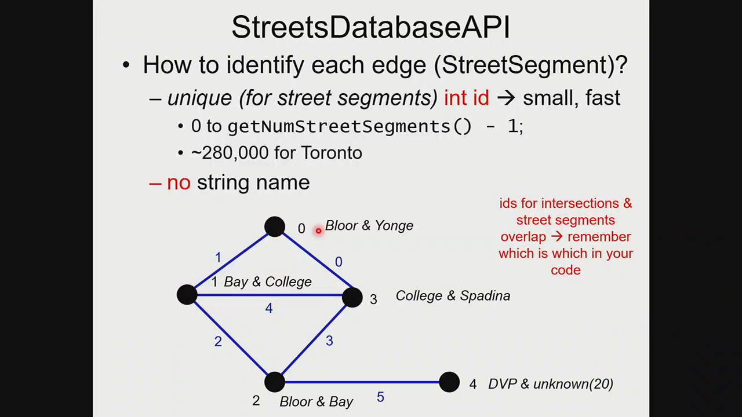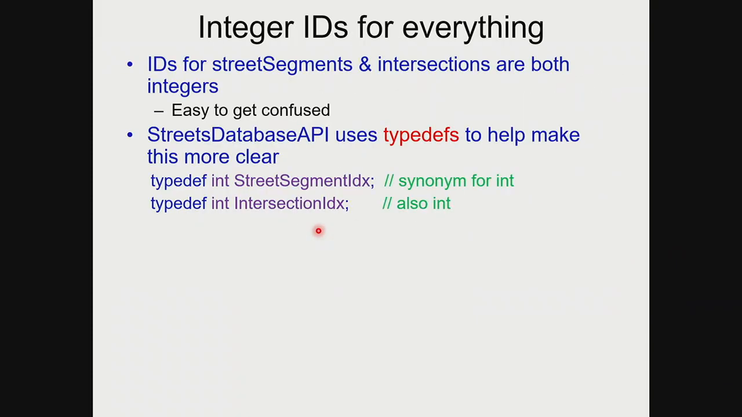So how do we do this to make it less confusing to the reader as well? For example, when your TA comes and looks at your code, how do we know that you've used the right ID? Because both of these are integers, and you can swap them. Okay, so it's very easy to get confused. Anyone heard of typedefs before?